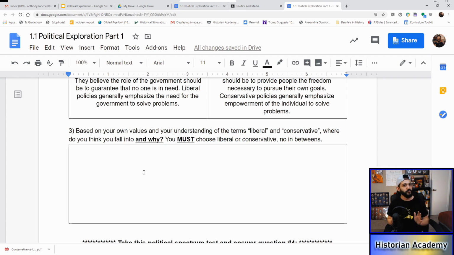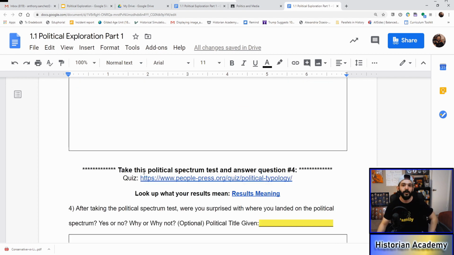Yes, I know, it can be frustrating for a lot of you, but this is a process. There's a reason why we're doing this. So choose which one you believe you fall into and explain why. That's the one that most represents you, and therefore that's the one you fall into. Now we have chosen either left or right. Now it's time for you to take a political spectrum test. So it says take this political spectrum test and answer question number 4.